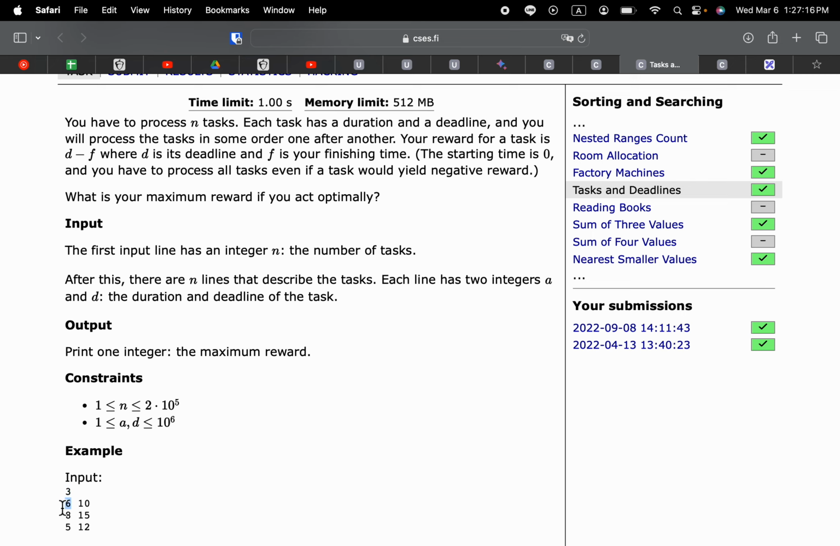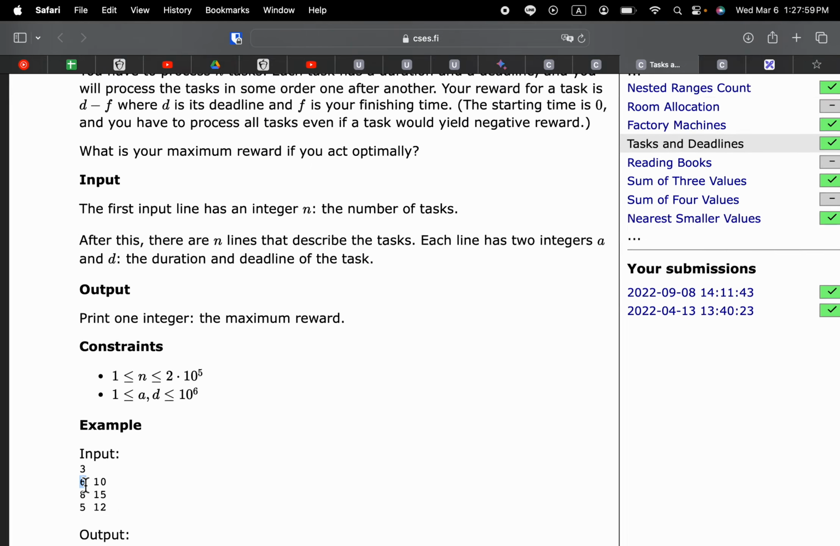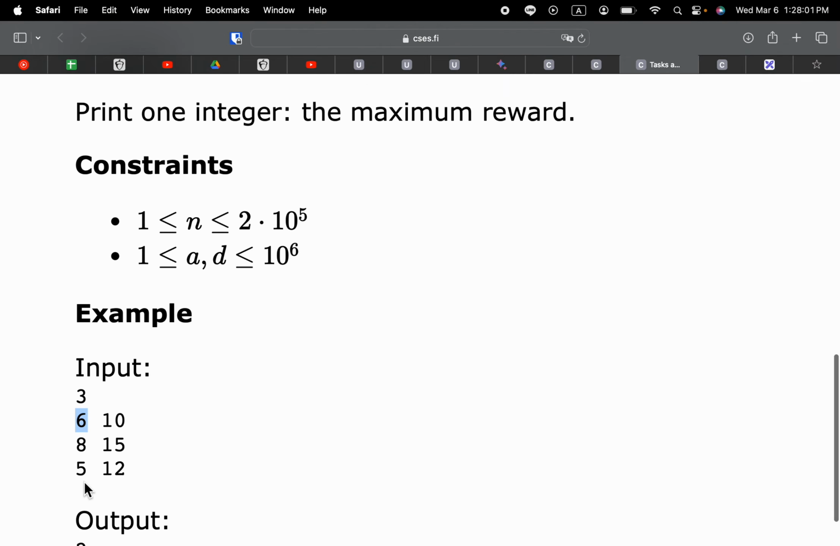Okay, so for example, let's say that there's only this task and nothing else, so you will do this task first because it's the only thing. That will take, let's say, 6 seconds, and when you are done with it, the time will be equal to 6 seconds, right? So then the reward you will get will be equal to 10 minus 6.